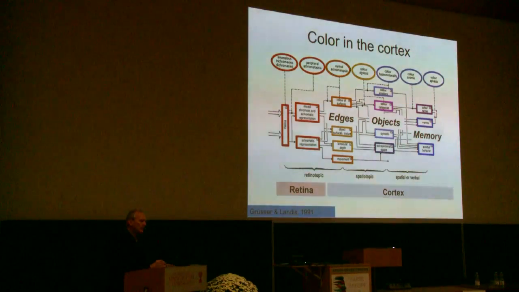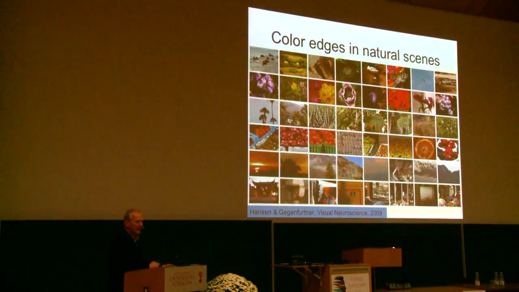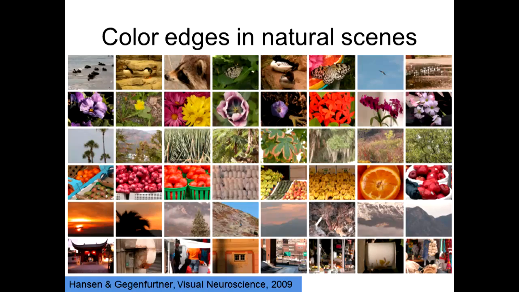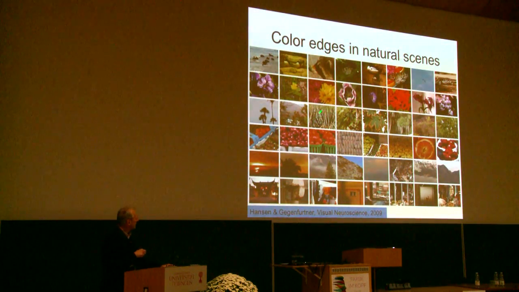So we wanted to see whether that information about edges and color is really out there in the world. To study that, Thorsten Hansen and I looked at a large collection of calibrated natural color images that come from McGill University, from Fred Kingdom's lab. And what we did was we just analyzed these images using a standard edge detector.